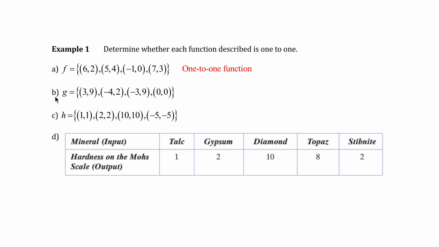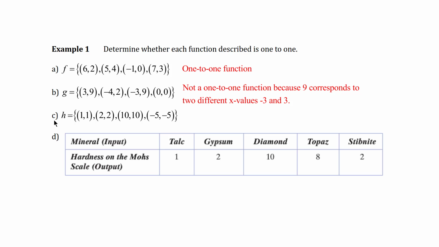Moving on to part B, we have the function g is equal to the set of ordered pairs (3, 9), (-4, 2), (-3, 9), and (0, 0). Again, we just need to check that each y value corresponds to only one x value. 9 corresponds to 3, 2 corresponds to -4, 9 corresponds to -3, and 0 corresponds to 0. So this function here is not a one-to-one function because you could see here that 9 corresponds to two different x values, -3 and +3.